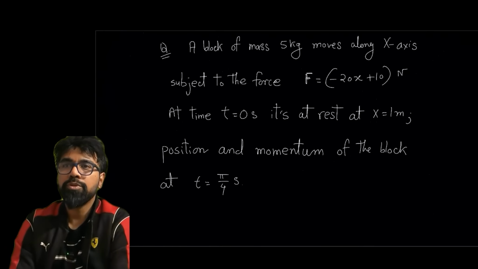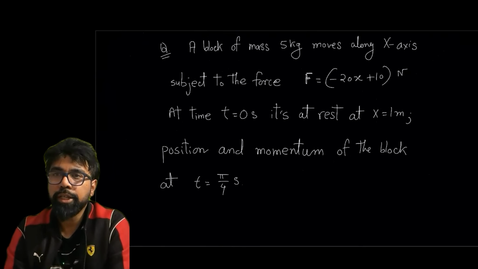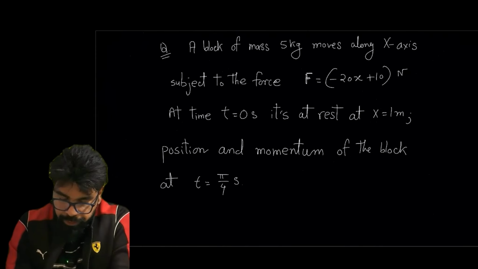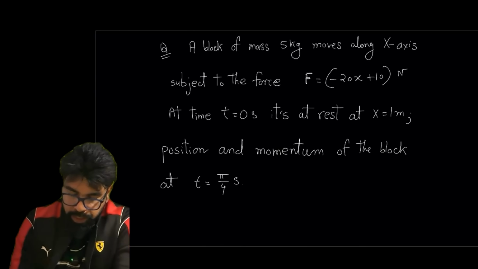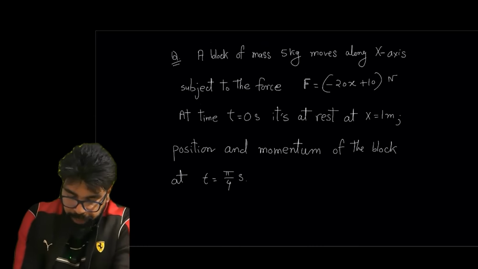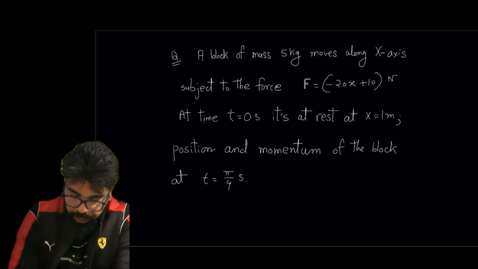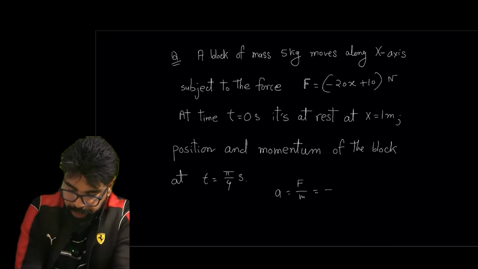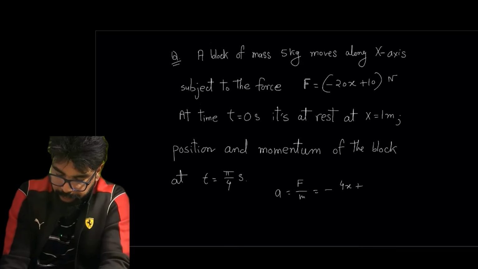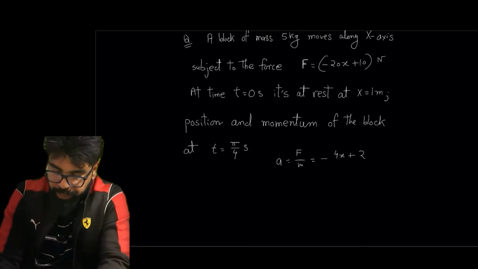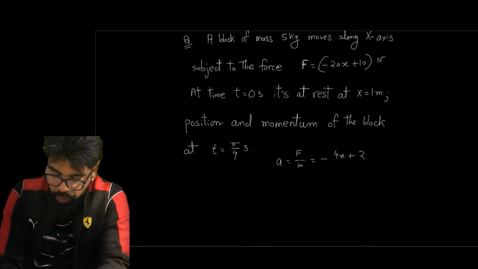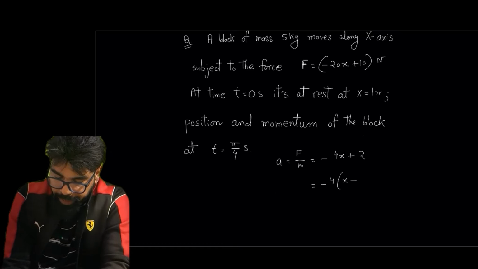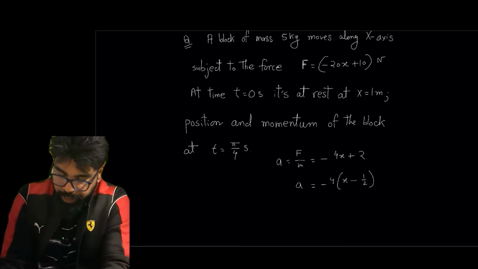What you have to find out is the position and momentum of this block at t = π/4 second. This force is obviously unbalanced and the mass is 5 kg. So applying Newton's second law F = ma, the acceleration is a = force by mass. So acceleration is coming as -4x + 2, that is, (-20x + 10) divided by 5. Here I'll take -4 out, so I'll get (x - 1/2) as acceleration.